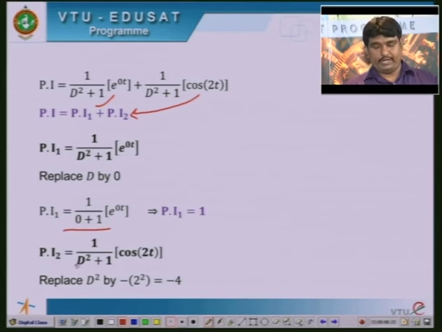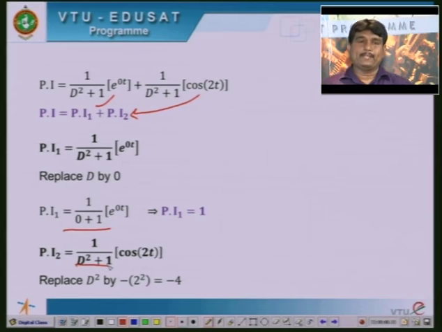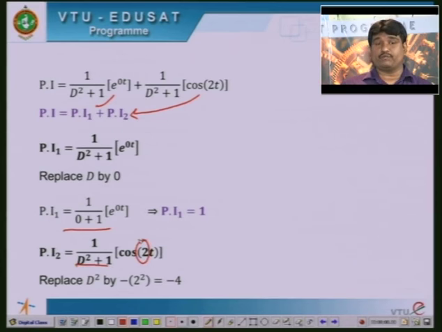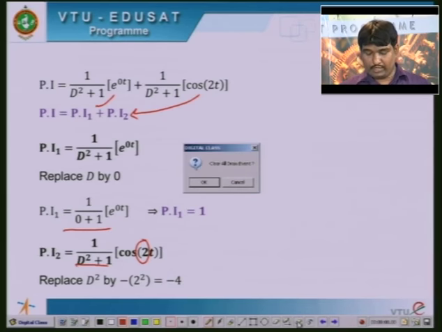PI2 is 1 by (D square plus 1) cos 2t. You have to replace D square by minus a square. What is a here? a is the coefficient of t, a is 2. So, you have to replace D square by minus a square, which is equal to minus 4.